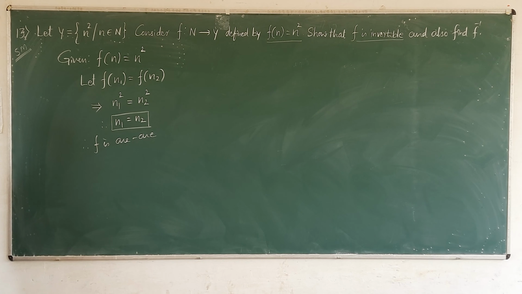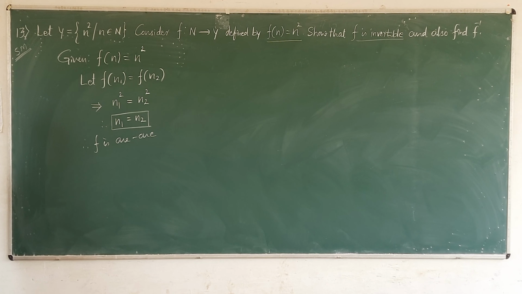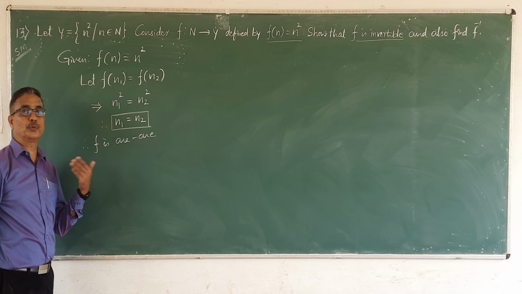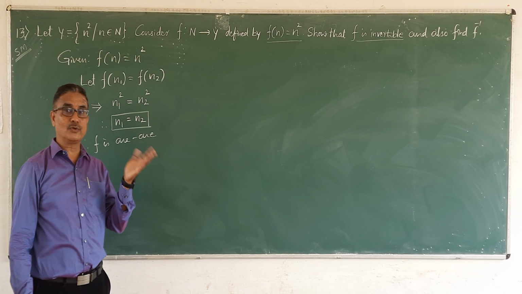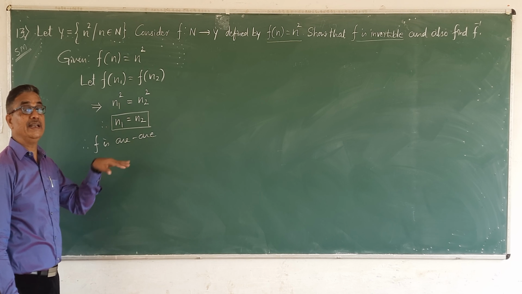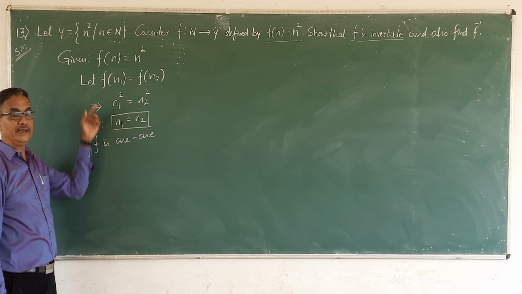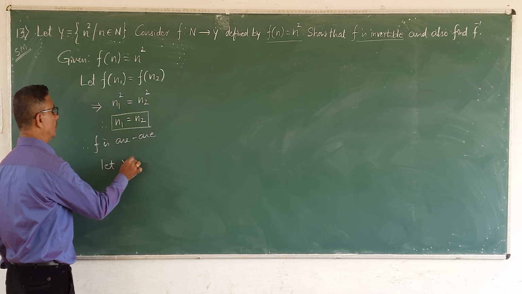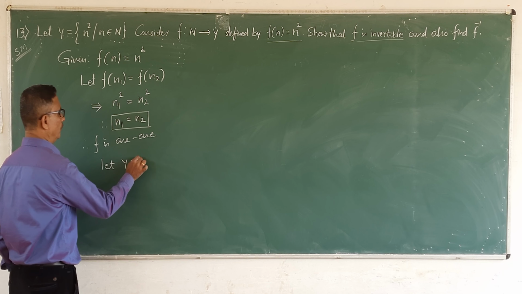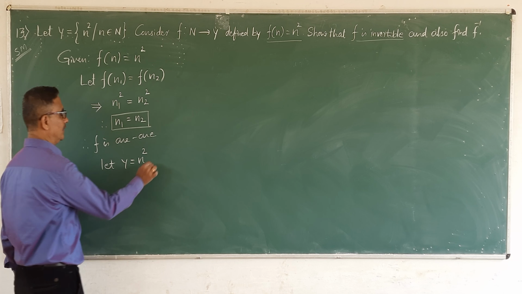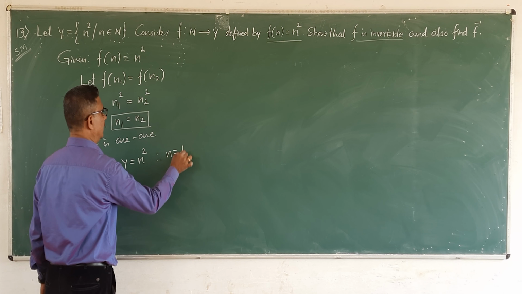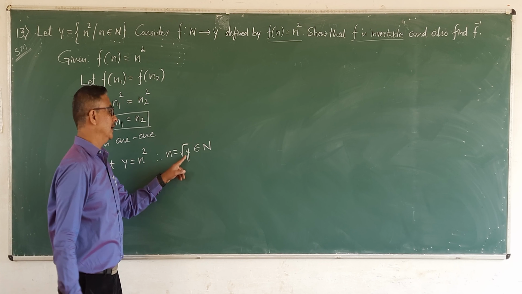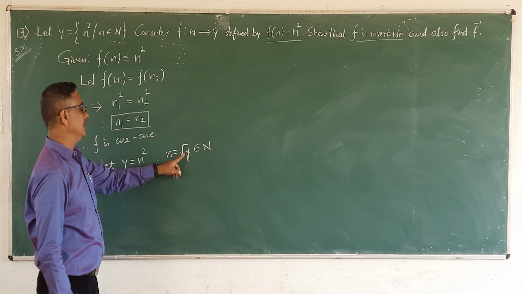Now to prove that it is an onto function. Definition of onto: codomain is equal to range. Mathematically, to prove that f of x is equal to y; here f of n is equal to y, given n instead of x. Let y be equal to f of n. The value of f of n is n square. Therefore n is equal to root y, that belongs to natural numbers.